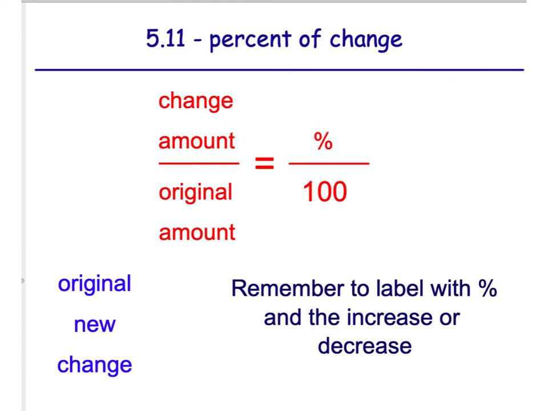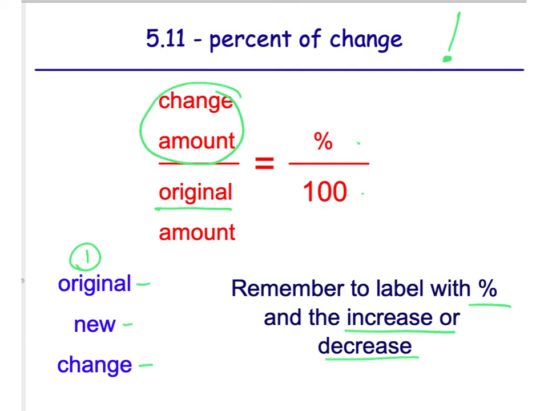5.11 is the percent of change. This is one of the tricky ones that we had. We do this first, where you set up the original amount, the new amount, and then you figure out the change. The change goes over the original, percent over 100. Remember to label it with the percent and then either an increase or a decrease.